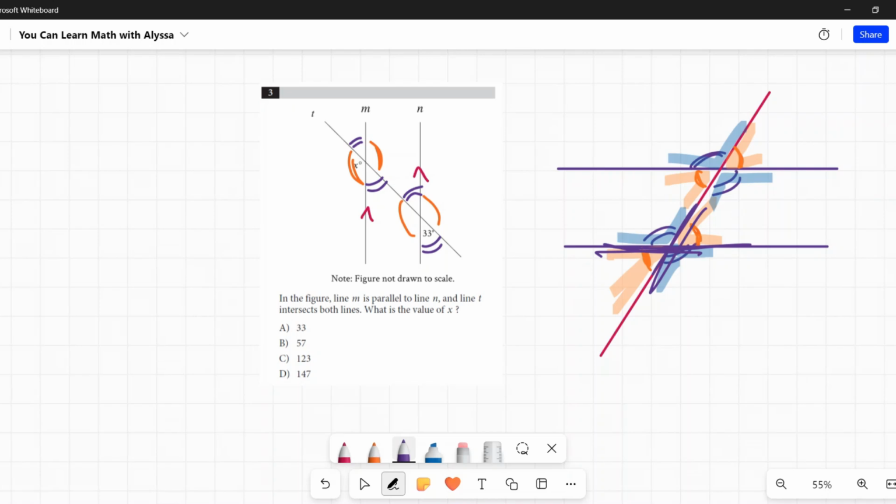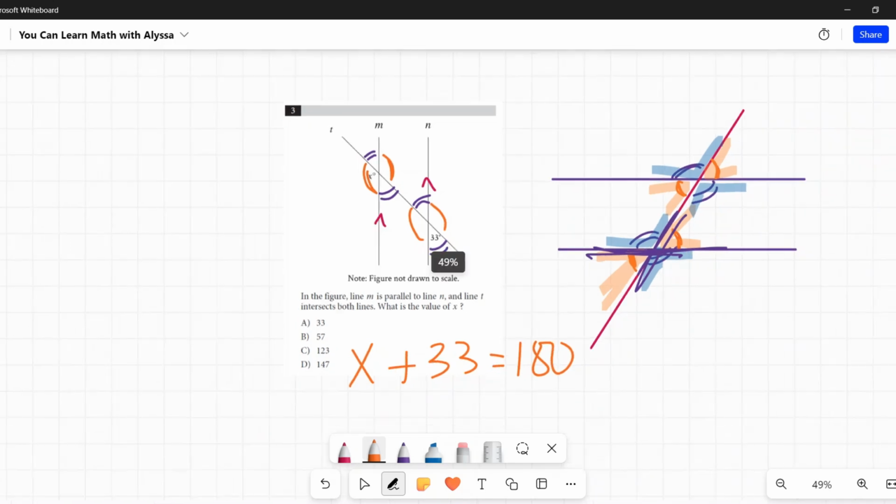In this case, as you can see, we have this obtuse angle and this acute angle. They are a supplementary pair, just like over here, the orange and the blue. They are supplementary, so they add up to 180. So this here is 33, and up here is x. So I know x plus 33 equals 180.